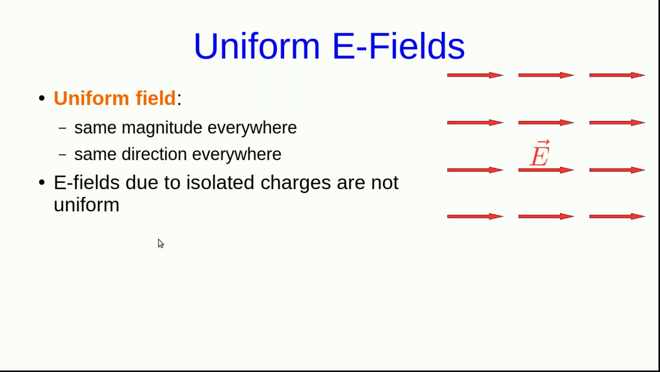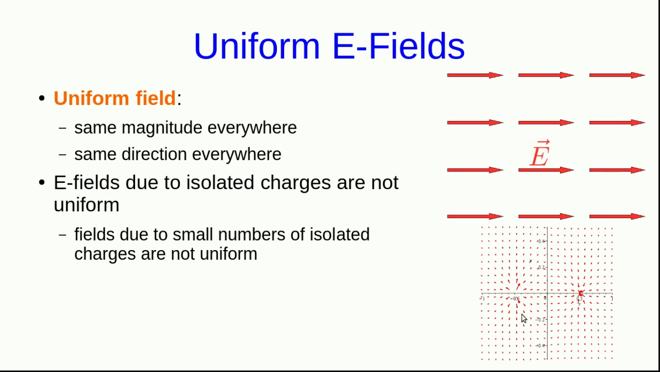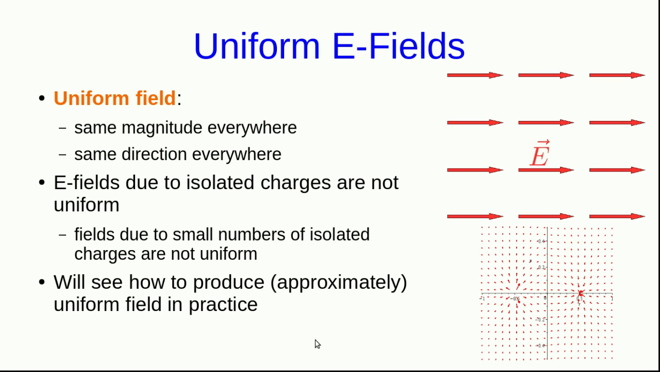The E-fields that we've seen, which are caused by isolated charges, are not uniform. For example, the field due to a positive charge, which is certainly varying in magnitude and direction from place to place. And similarly, this field due to a positive charge here and a negative charge here is most certainly not uniform. But we will see how in practice we produce approximately uniform fields.